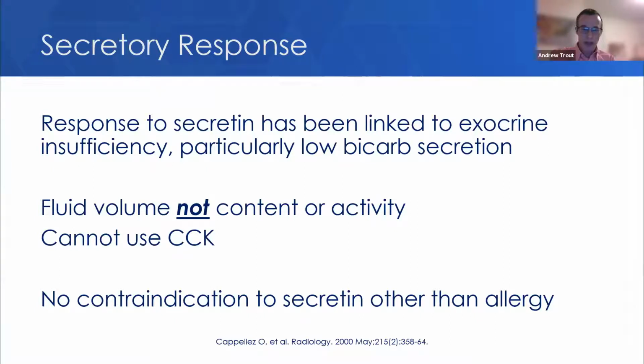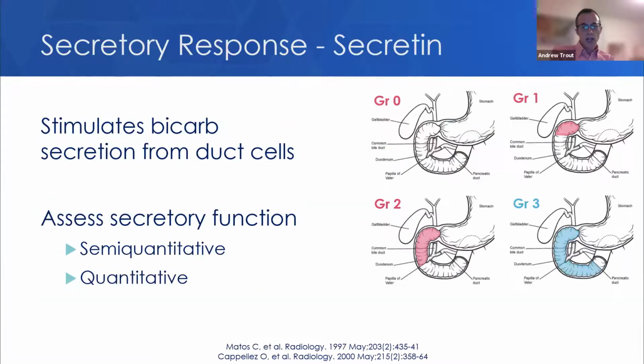One important thing to recognize is that the landscape around secretin has changed a little bit. There used to be a few relative contraindications. At this point, according to the package insert, the only contraindication to use of secretin is allergy to secretin. Other relative contraindications have been removed from the package insert. So what can we measure by using secretin? Well, secretin stimulates bicarbonate secretion from duct cells, as you know, resulting in fluid secretion into the bowel. And we can assess this in either semi-quantitative or more truly quantitative measures.